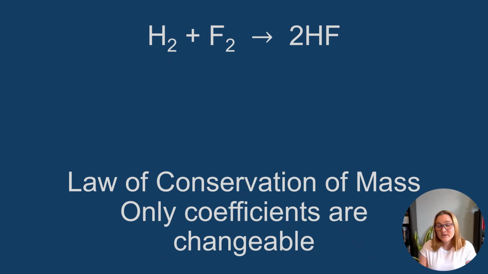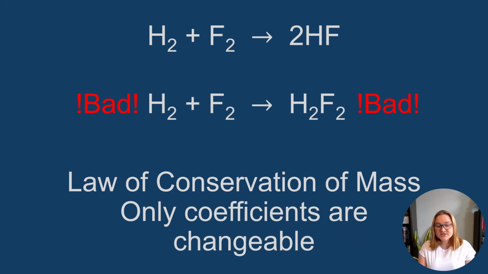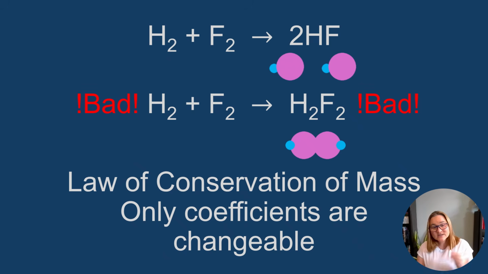For example, we can't just double the subscripts in the HF here. The 2 HF in the correct examples represented 2 molecules in which 1 hydrogen was bound to 1 fluorine. This is, in fact, what happens in this reaction. This oh so terribly incorrect H2F2 represents 1 single molecule that involves all 4 atoms bonded together. These 2 products are fundamentally different, so much so that one exists and the other one doesn't. So it's really important that you only alter coefficients when balancing equations.